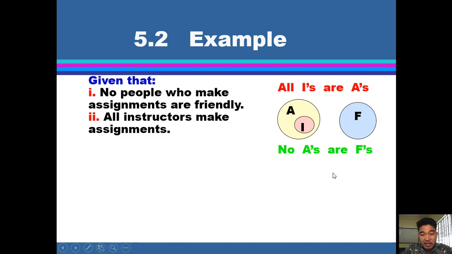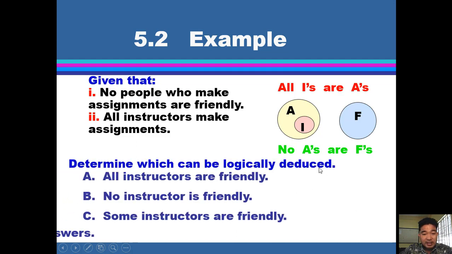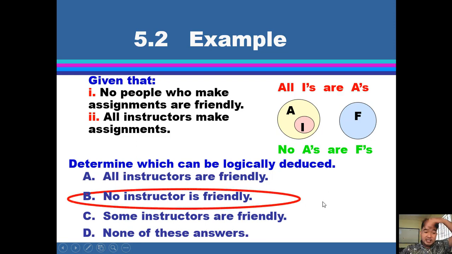So, ano pang conclusion natin dyan? Ayan, determine which can be logically deduced. From these statements, ano pa ang pwede natin masabi? All instructors are friendly. Ito ba yun? So, that's wrong. No instructor is friendly. Tama ba yun? Yes, letter B, true. Some instructors are friendly. Meron ba? Wala. Or letter D, none of these answers. So, the correct answer here is letter B, no instructor is friendly because they all make assignments.